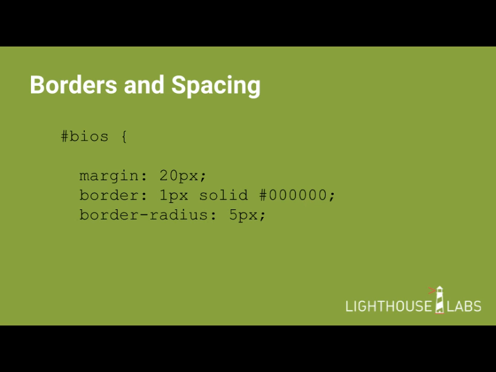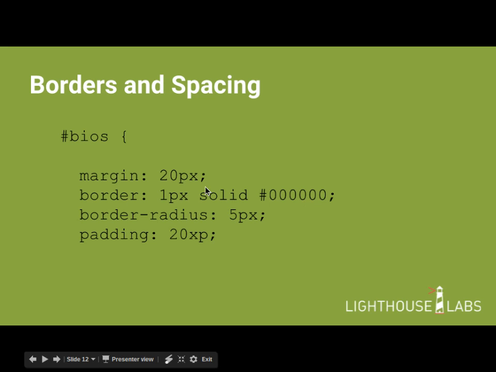The border radius gives it rounded edges. So you get a nice 5 pixel curve around the edge, instead of having sharp corners. And padding. So that's on the inside of the box. Remember, margin is on the outside of the border. Padding is on the inside.